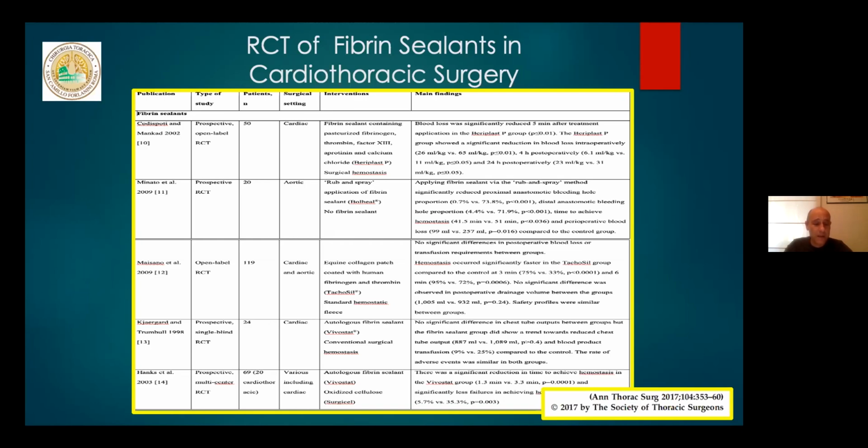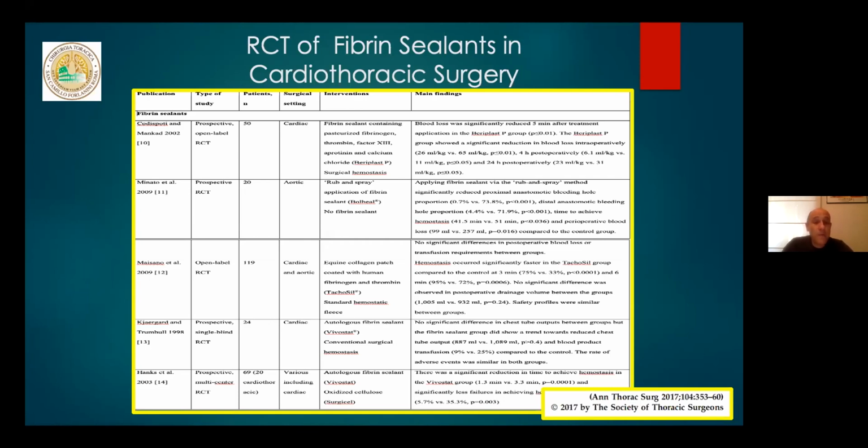Minatoya, for example, demonstrated in patients undergoing surgery for aortic dissection that the rub and spray method, which involved manually rubbing the sealant over the needle holes and then spraying the sealant over the anastomotic sites, may also be important in reducing bleeding from needle holes.